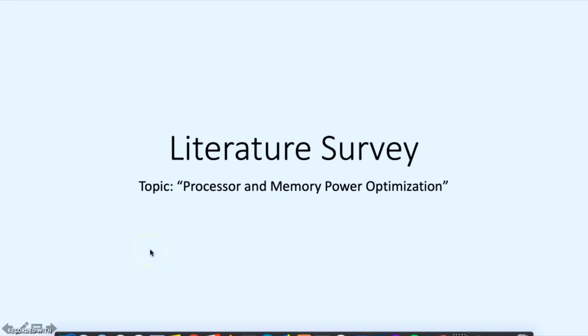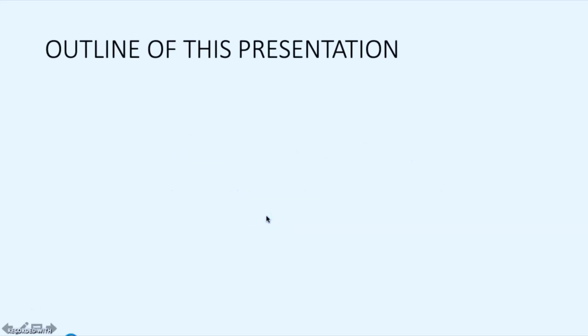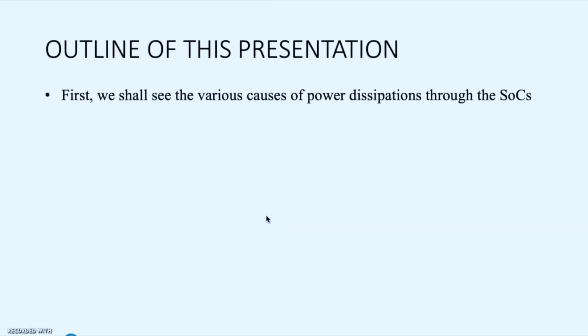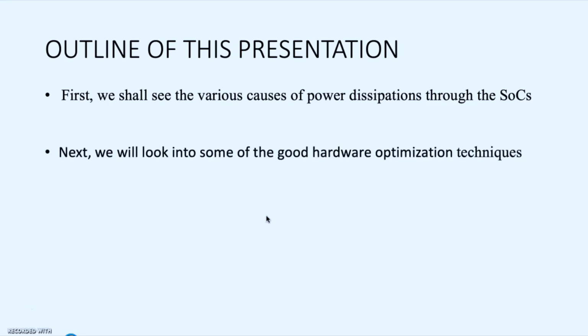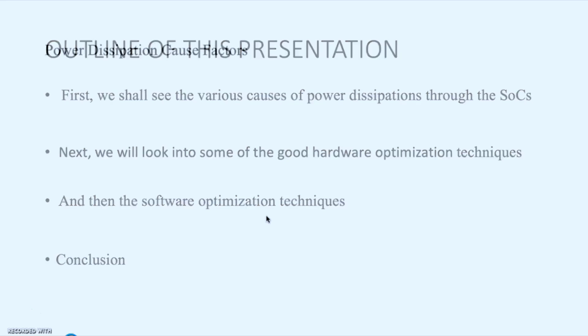Alright, today I'll be presenting a brief presentation on my literature survey topic, which is processor and memory power optimization. The outline of this presentation goes this way. First we'll see what are the major power dissipation factors in SoCs, and then next we'll look at some of the hardware optimization techniques, and as obvious the software optimization techniques, and then we'll conclude the presentation.